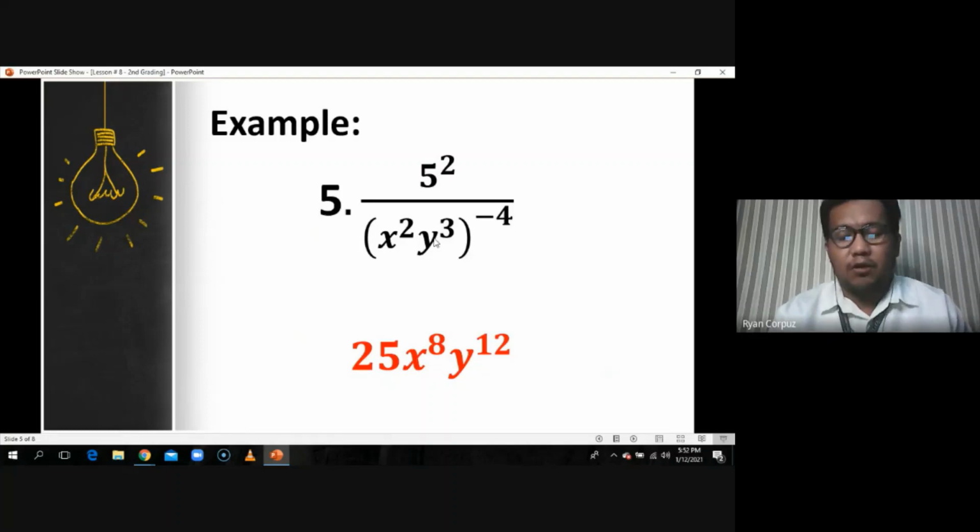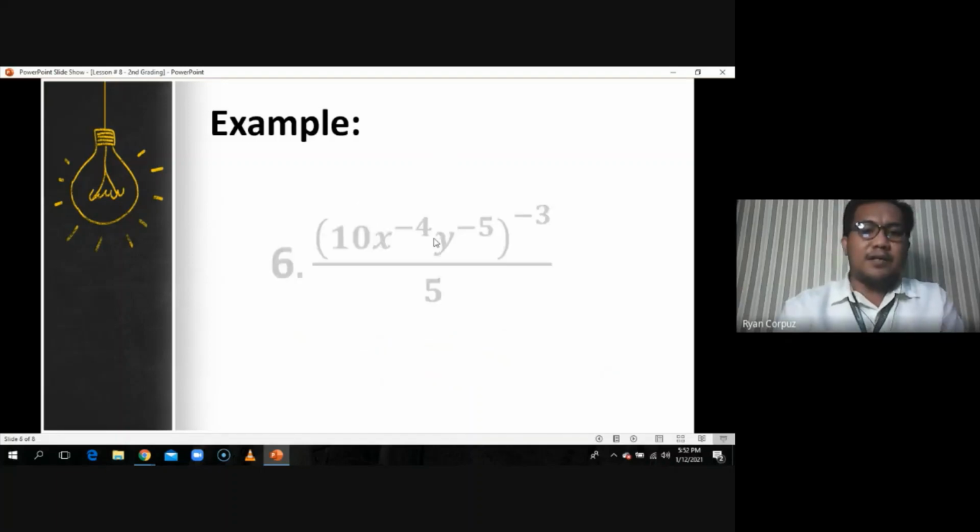Any question on number 5? Baka meron naguluhan sa inyo dyan. Better ask that question right away so that we can answer it right away. Any questions? If none, let's answer more examples.